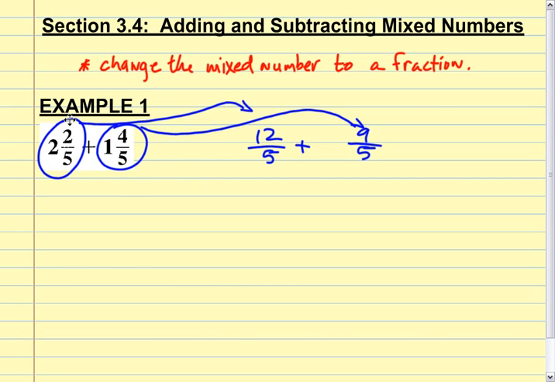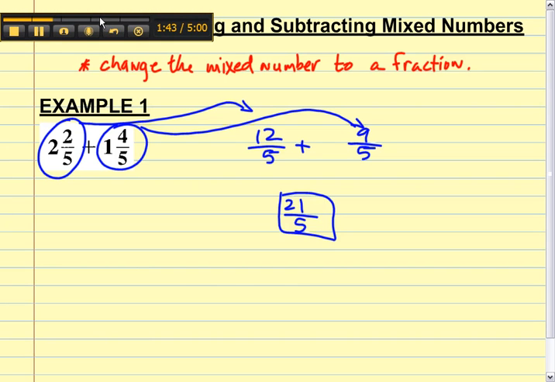12/5 plus 9/5 is what, Casey? 21/5. I'm done. Or am I? Is it reduced, Gray? Casey told us that it was 21/5. Is there anything I can do to reduce that? What goes into 21 and 5?